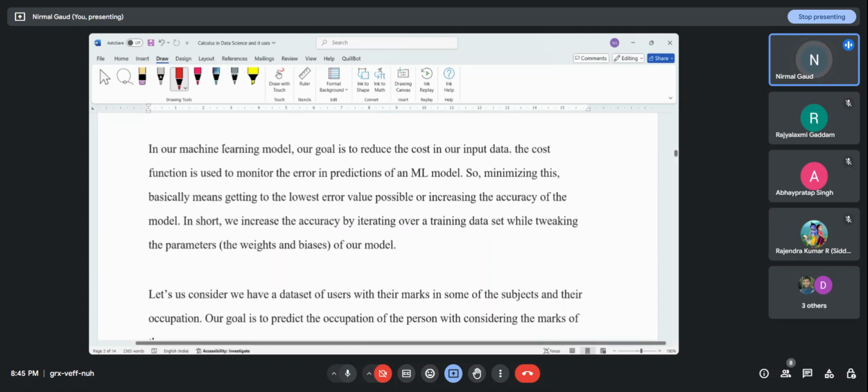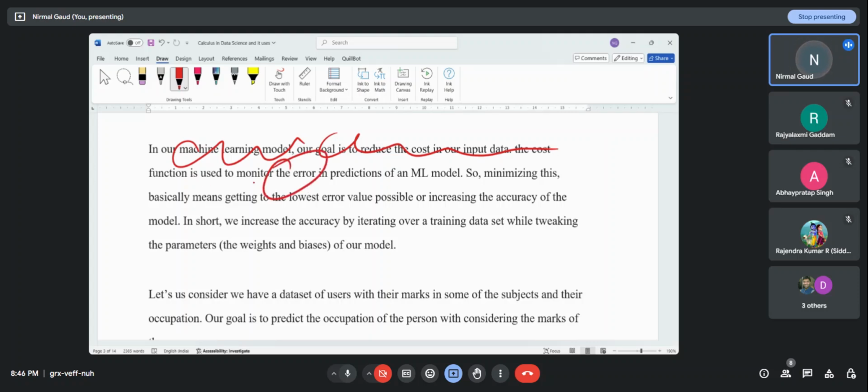In our machine learning model, our goal is to reduce the cost of the input. That's what we will learn, what this cost is and everything. Ultimately, cost is talking about the error. So we need to reduce the cost, we need to reduce the error. So we perform the optimization, and for that we perform this gradient descent calculation.